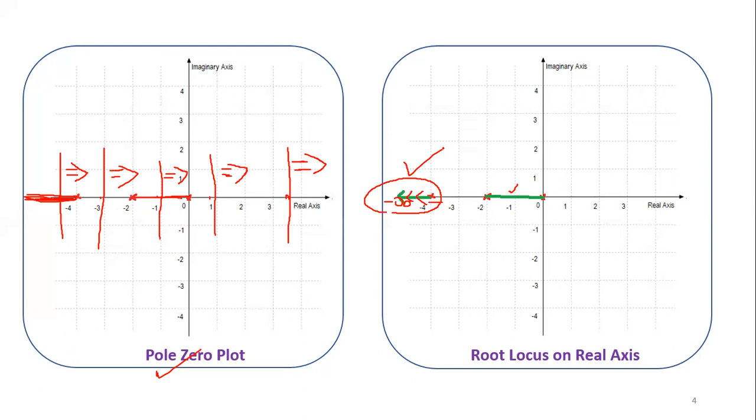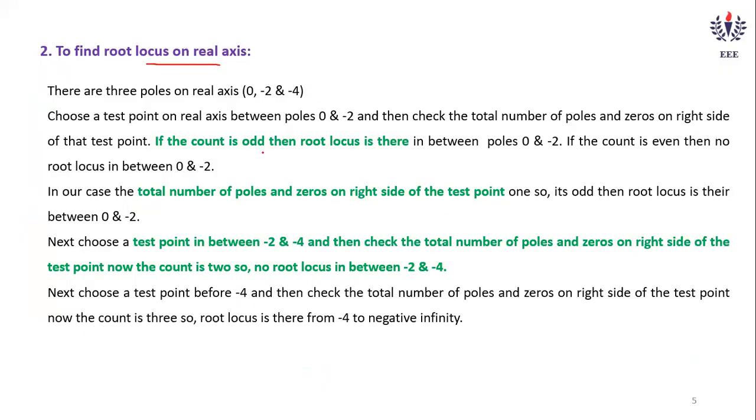So this is the second step, root locus on the real axis, by placing a test point and checking the number of poles and zeros on the right side of the test point. If the count is odd, there exists a root locus. If the count is even, there is no root locus. Like that, we place a series of test points and check the root locus on the real axis. Based on that, we identify the root locus.